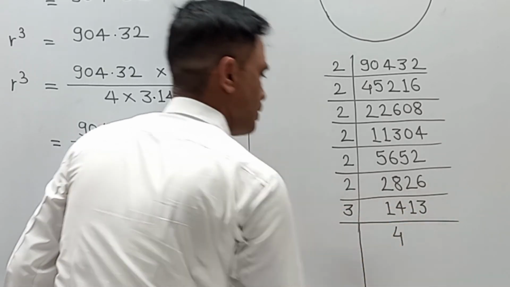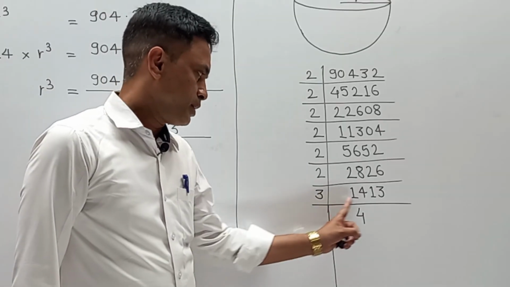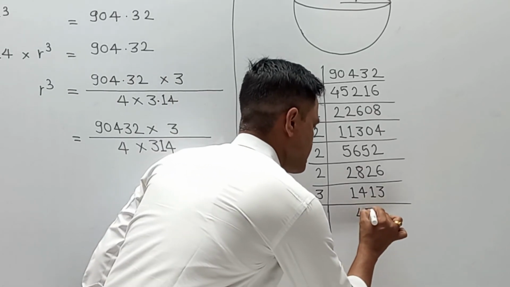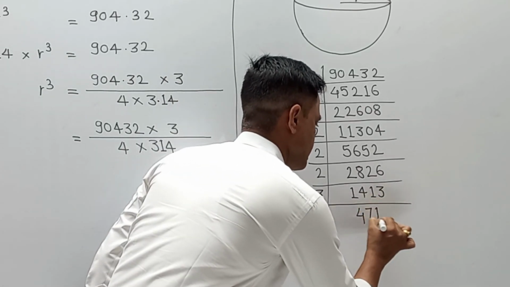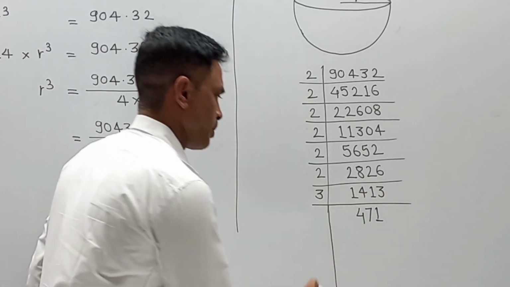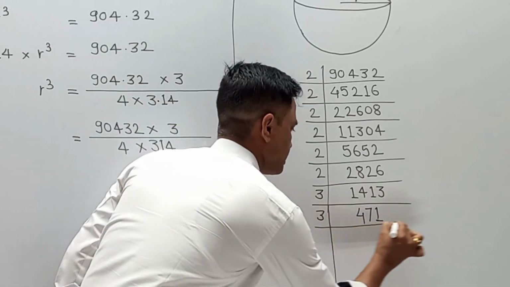3 4s are 12, carry 2, 21. 3 7s are 21. 3 1s are 3. Again 7 plus 1 is 8, plus 4 is 12, which means it is divisible by 3. So dividing it by 3.